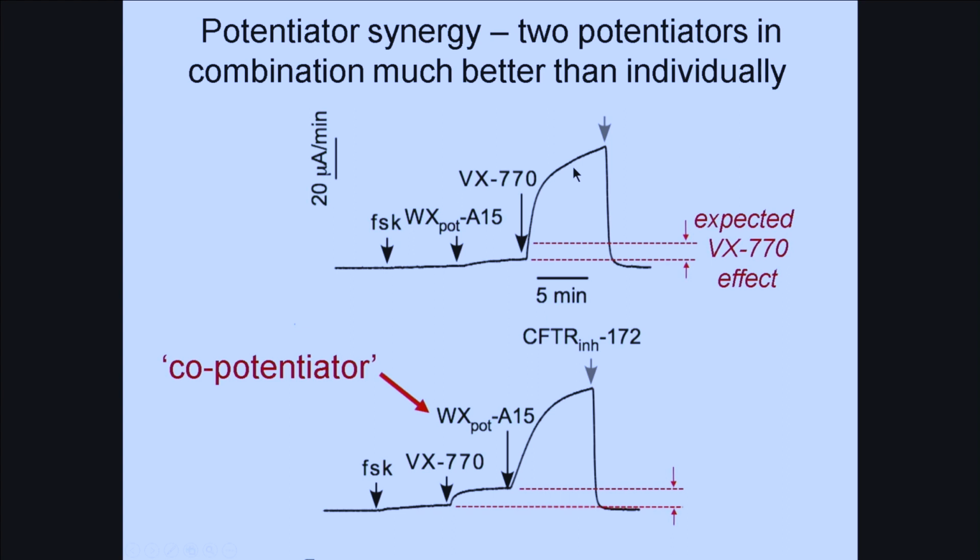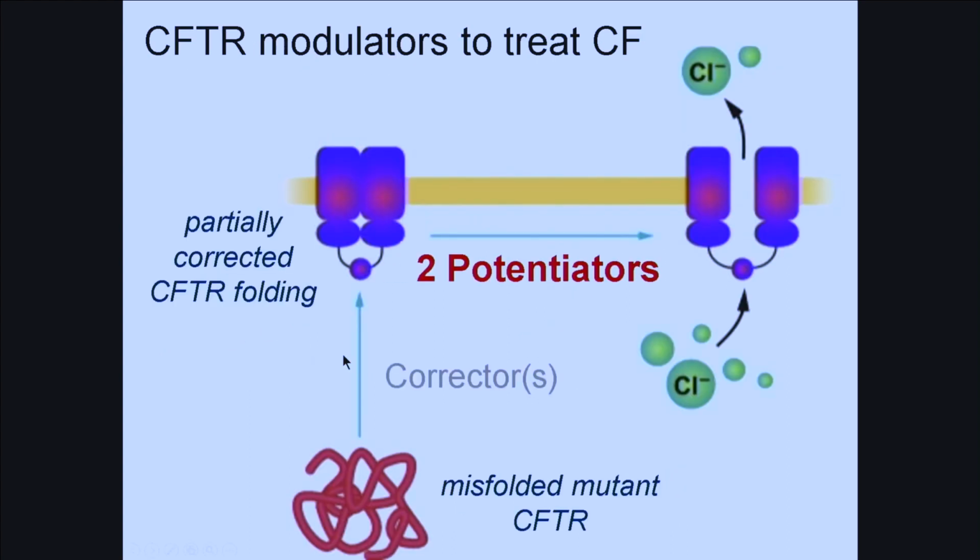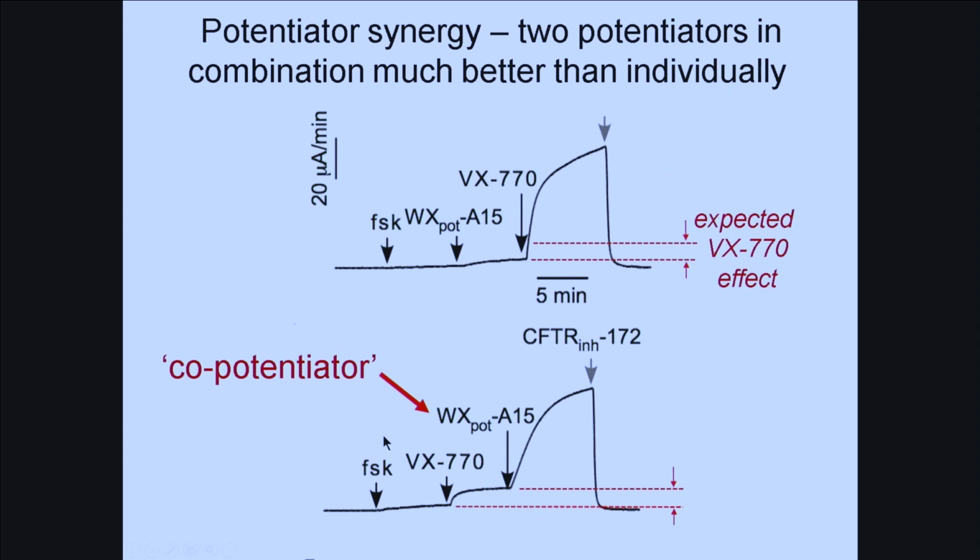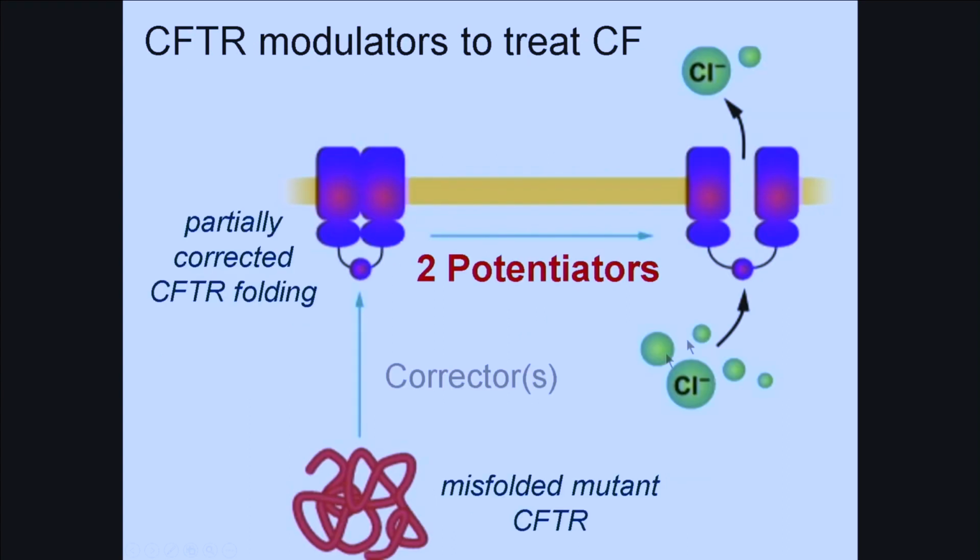So it was an unexpected, remarkable synergy between two potentiators. And we call the second potentiator a co-potentiator. And so in this case, it doesn't make any difference whether you add the Vertex 770 or the new compound first. In this case, we added the Vertex 770, saw the expected very small signal, added our new co-potentiator, and found a very large signal. And we think this paradigm of co-potentiators, that is, combination of potentiators, will be key to treating some of these very difficult refractory CFTR mutants.